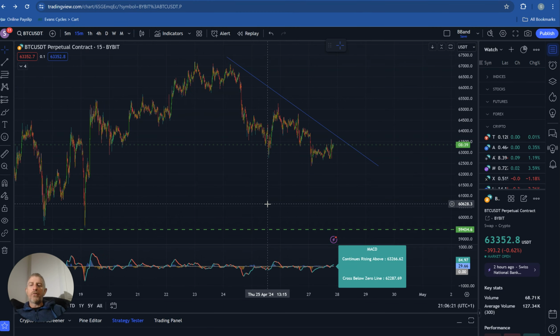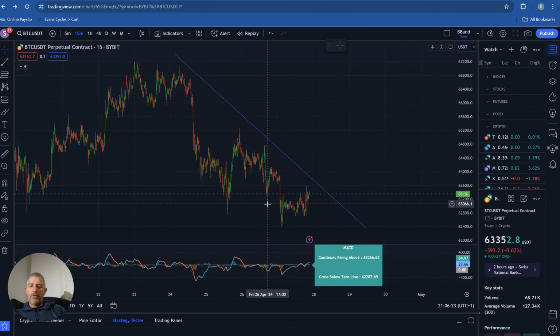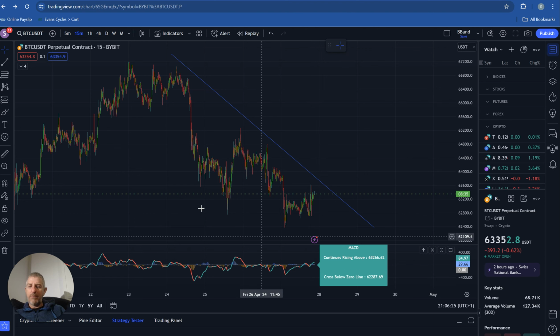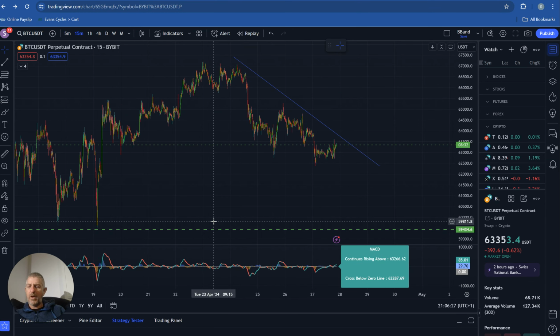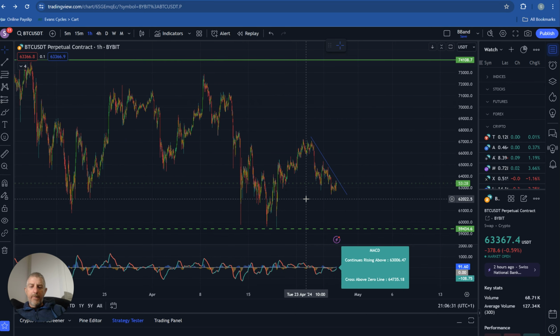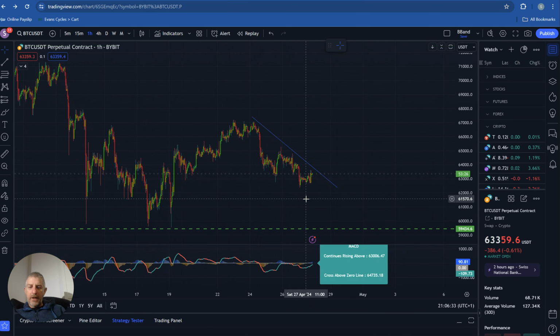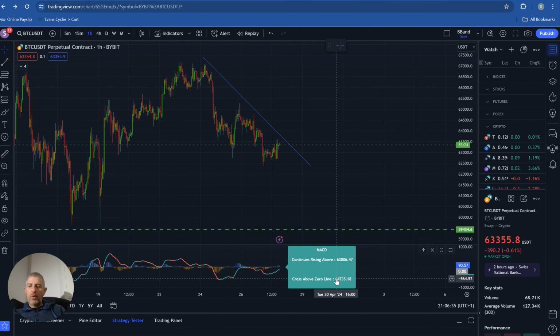Okay, so the MACD on the 15-minute is pointed to the upside. It is above the zero line. The MACD on the hourly will cross back above the zero line, let's say 64.5, which isn't a million miles away from where price action is at the moment. It's basically back above this sort of area.